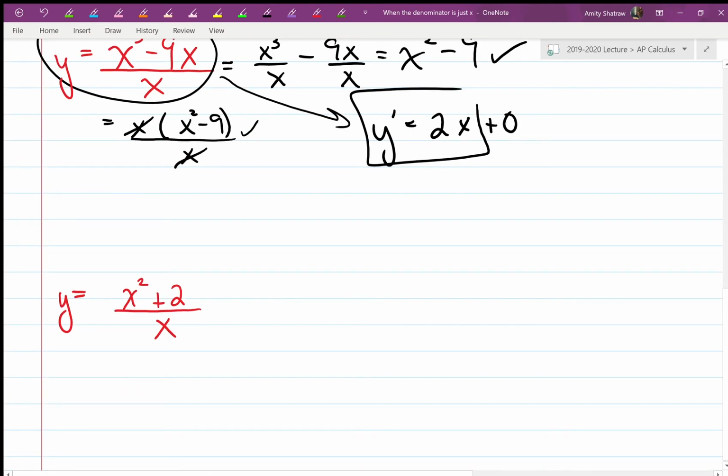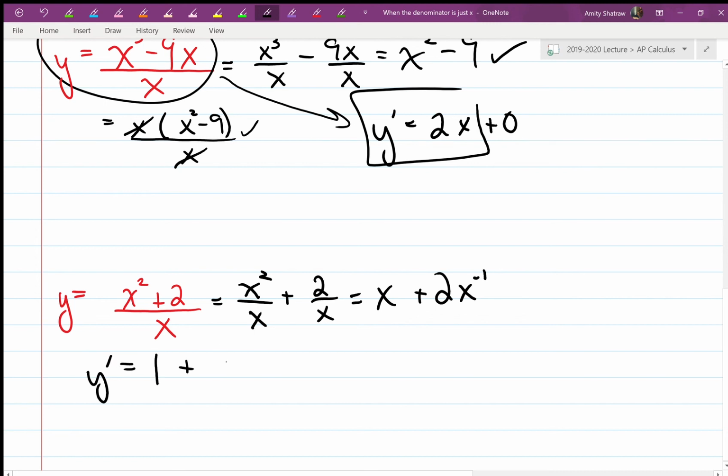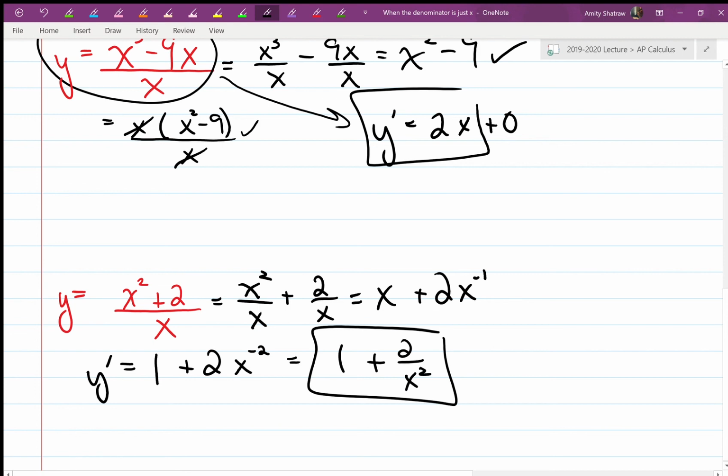All right, try this next one real quick. Pause the video. All right, you're back. Did you do x squared over x and 2 over x? And did you realize this was just x plus 2 times x to the negative 1 power? If you did, then great. We could take the derivative in the following way. y prime equals 1 plus, let me take a second and do it slow, 2 times negative 1 times x to the negative 2 power, which is going to be 1 minus 2 over x squared as my derivative. So hopefully you like that, all right?